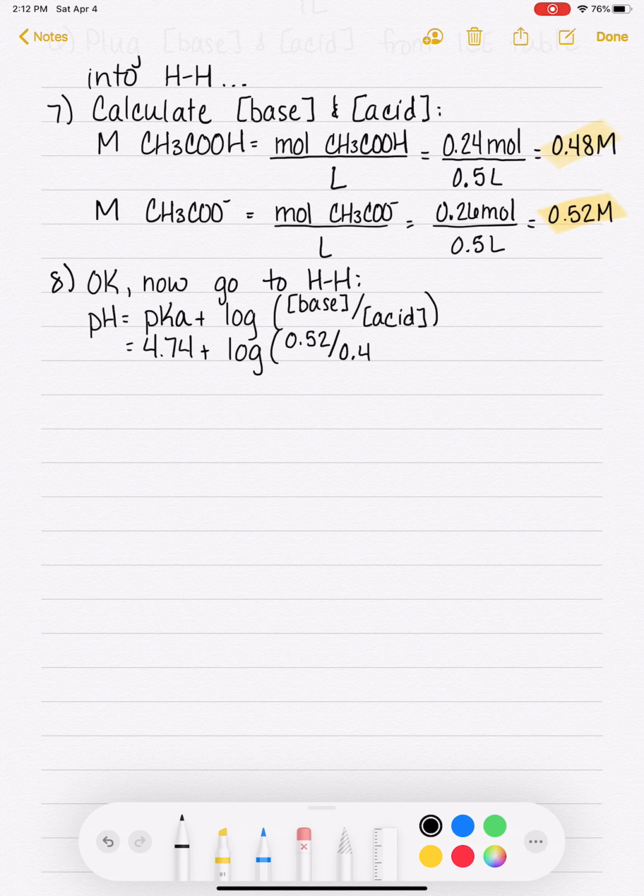This is such a long problem. These problems take so long. And now we're going to do the math and see what we get. We get a pH of 4.77. That is the pH of our buffer after we added quite a bit of sodium hydroxide to it. The original pH was 4.74, so it did go up a little bit, but only a teeny tiny bit.